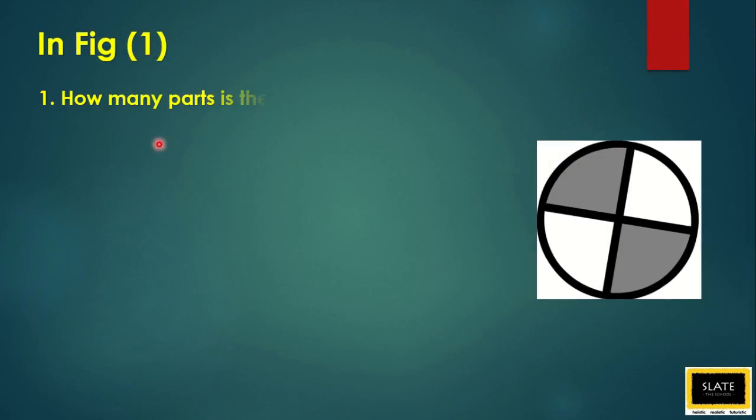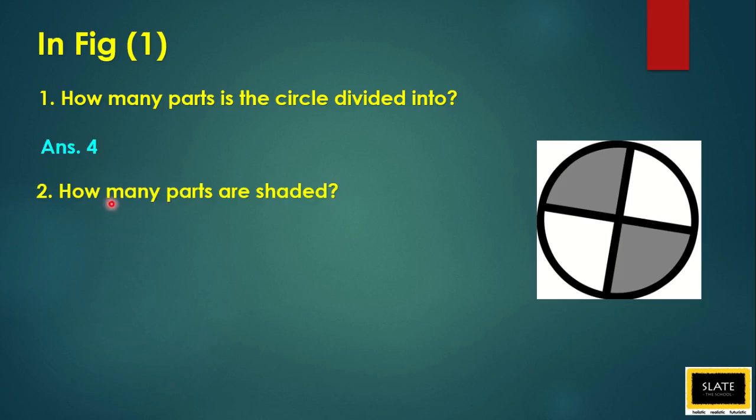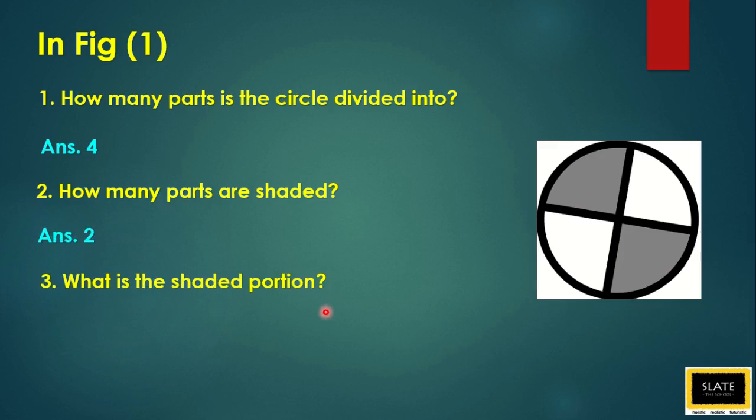In figure 1, how many parts is the circle divided into? How many parts? 1, 2, 3, 4. So the answer is 4. Next, how many parts are shaded? Out of 4 parts, how many are shaded? 1, 2. So 2 parts are shaded. What is the shaded portion? It means there are 4 parts out of which 2 parts are shaded.